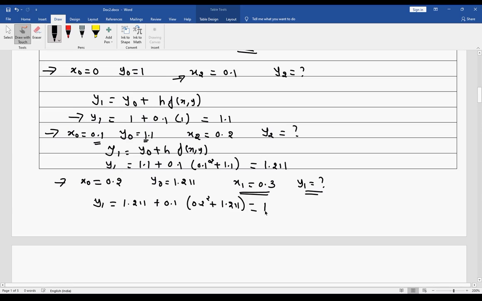Okay, so I am getting 1.3361. Okay, so this is what I can say, y of 0.3 is 1.3361. So if you try to follow these steps, you will end up at the correct location basically.